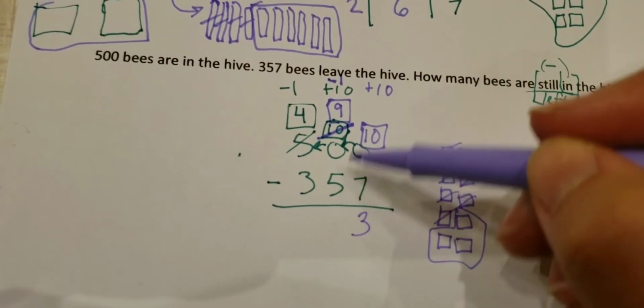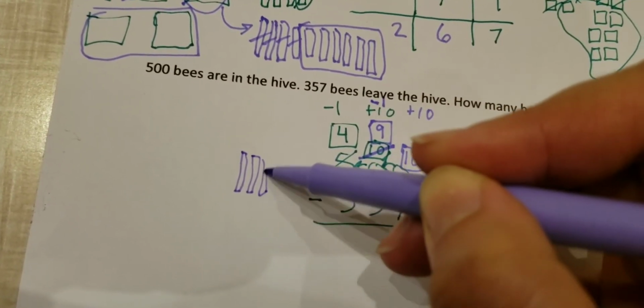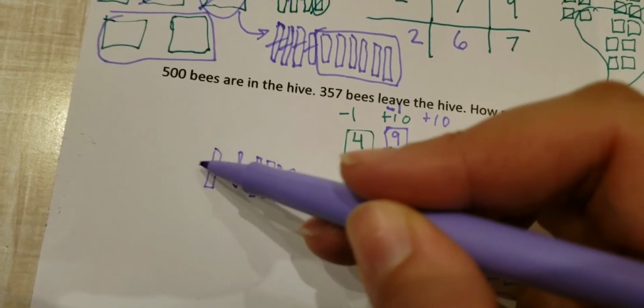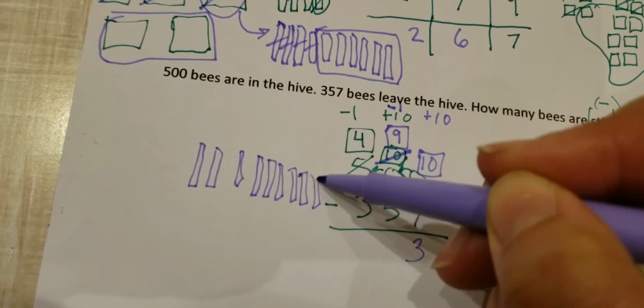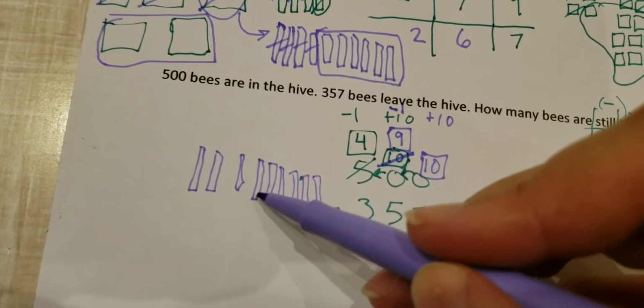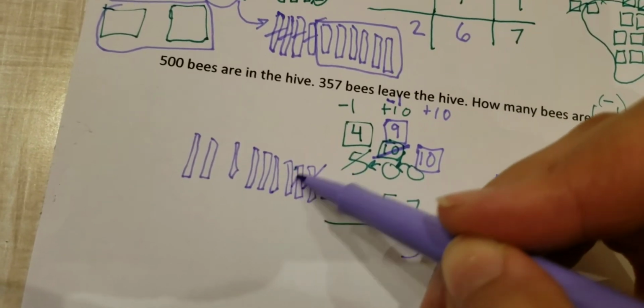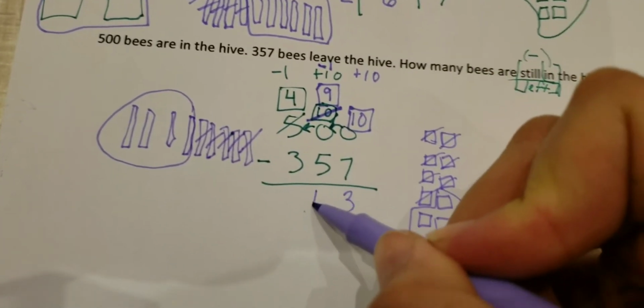9 minus 5. I know this is in the tens place value. I could draw that here. 1, 2, 3, 4, 5, 6, 7, 8, 9. I need to take away 5. 1, 2, 3, 4, 5. And that leaves us with 4.